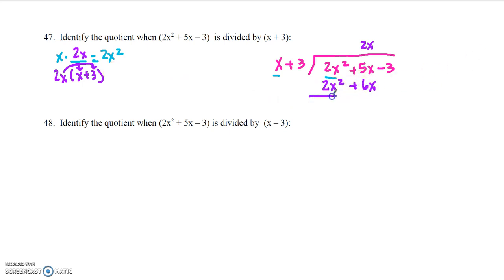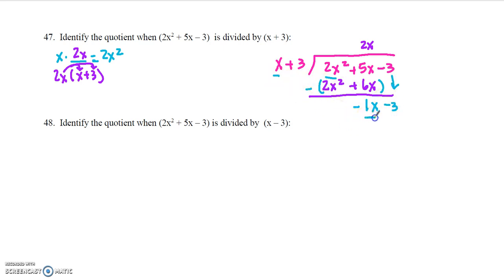All right, then I'm going to subtract. So I'll have 2x squared minus 2x squared is gone. 5x minus 6x leaves me a negative 1x. Bring down the next term, and then let's do it again.